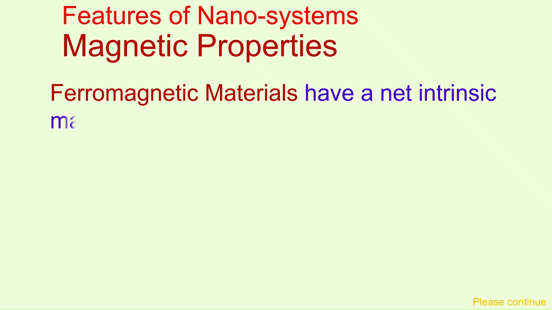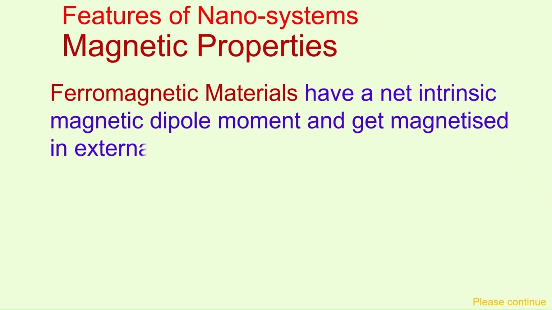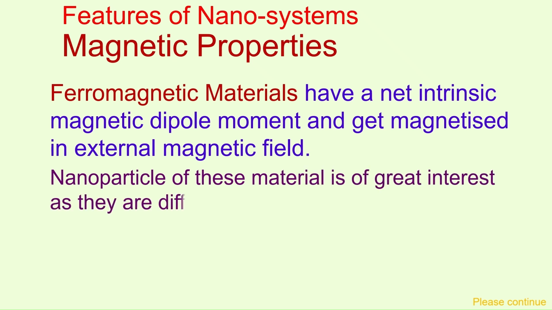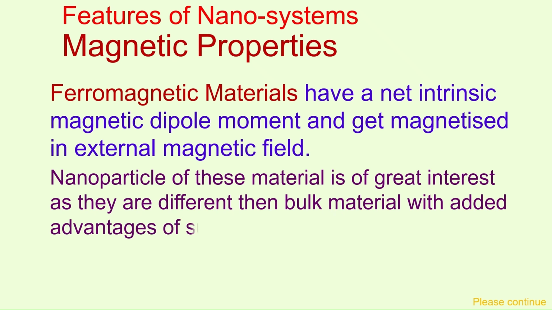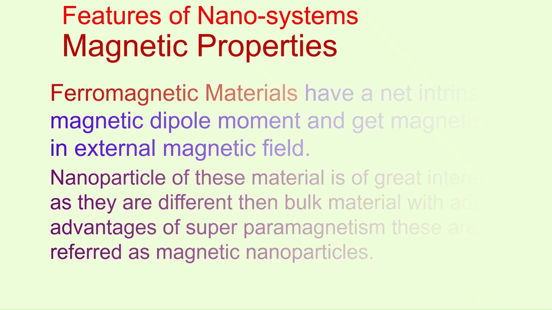Ferromagnetic materials have a net intrinsic magnetic dipole moment and get magnetized in an external magnetic field. Nanoparticles of these materials are of great interest, as they are different from bulk material, with added advantages of superparamagnetism. These are referred to as magnetic nanoparticles.